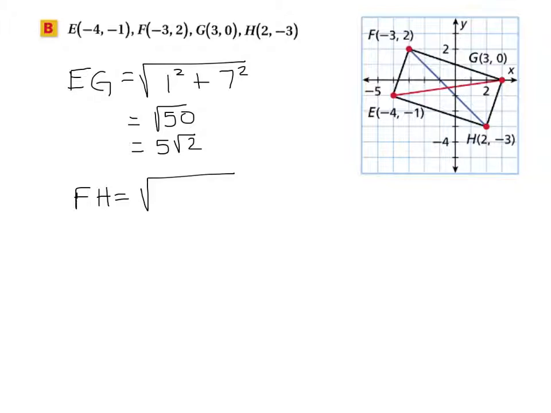FH would be negative 3 minus 2, which is negative 5 squared, that would be 25. 2 minus negative 3 is 5 squared, which is also 25, which would give me the square root of 50, which is also 5 root 2. Well, because 5 root 2 equals 5 root 2, we know that this is a rectangle.